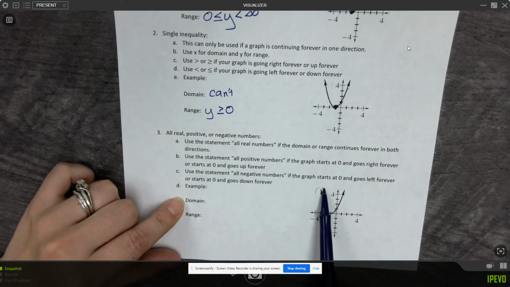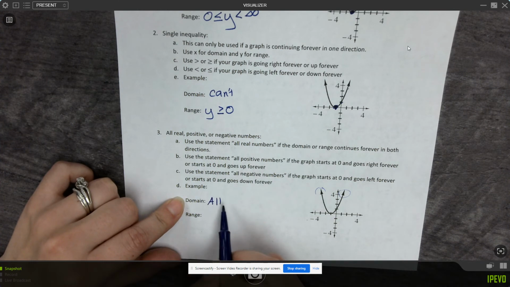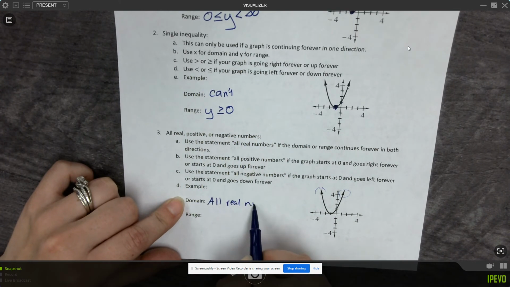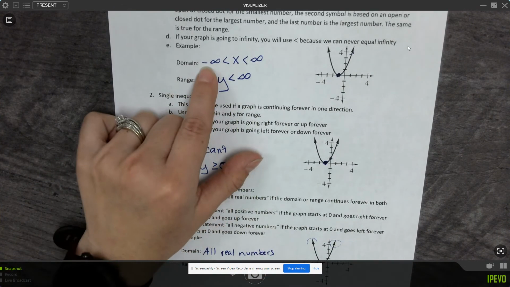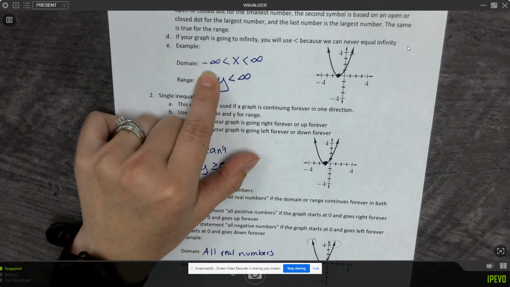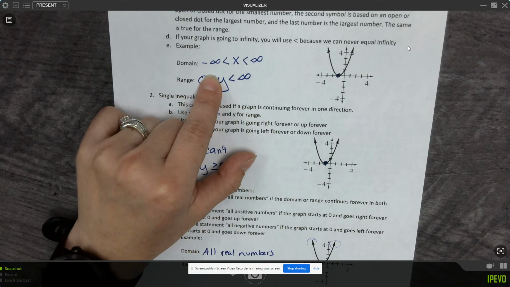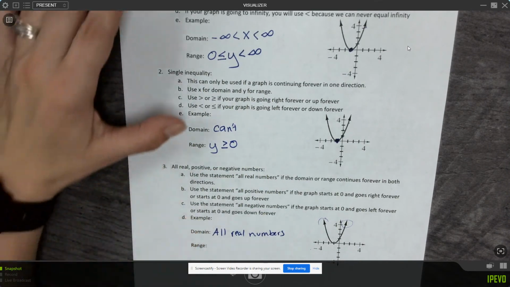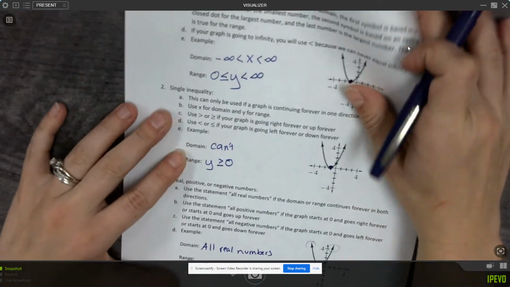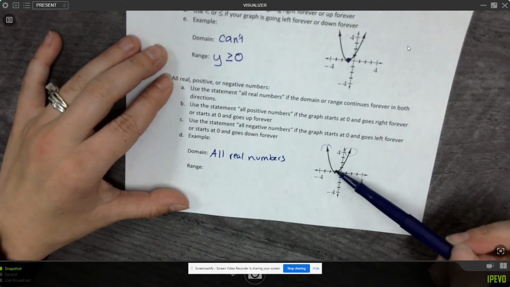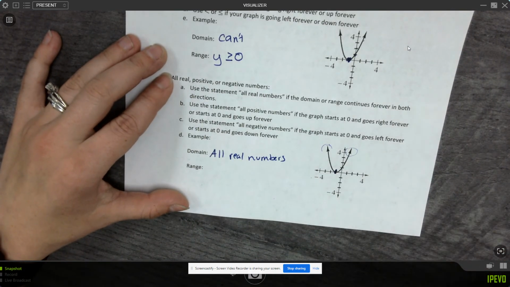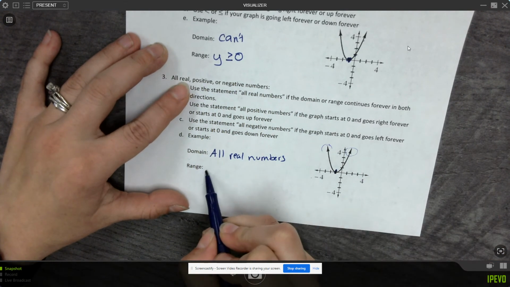So for example, our domain. Our graph goes left and right forever. So we would use the statement all real numbers. And that's what this is saying also. It's saying negative infinity to infinity. Every number fits in between there somewhere. Every number. So all numbers. Your range starts here at 0 and goes up forever. Those are all of the positive numbers.